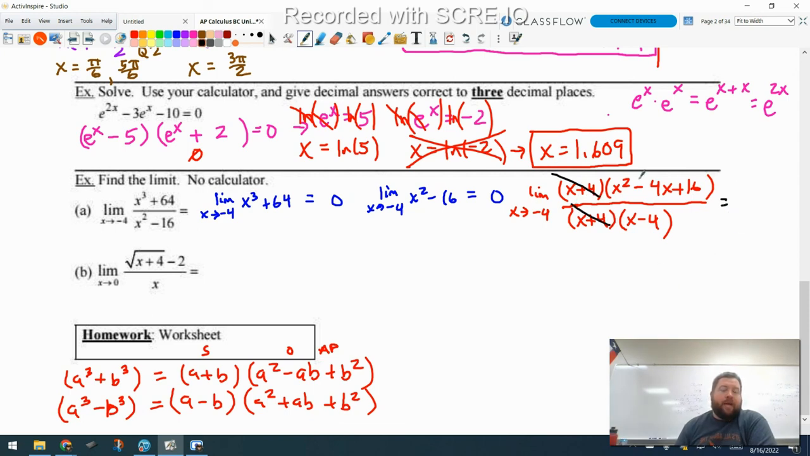Plug your number in. -4 squared is 16. -4 times -4 is 16 plus 16. -4 minus 4 is -8. So you end up with positive 48 divided by -8, which is -6.